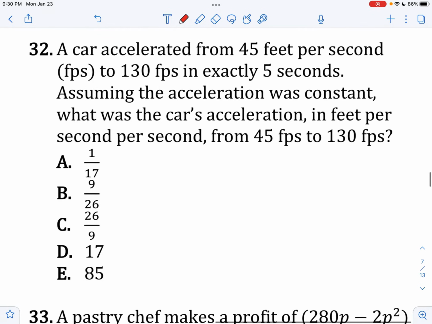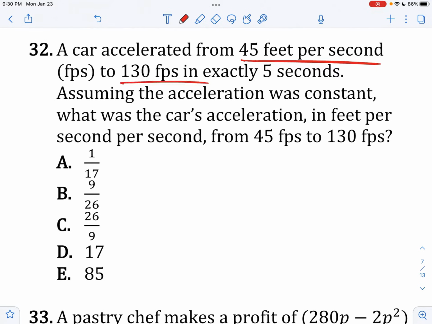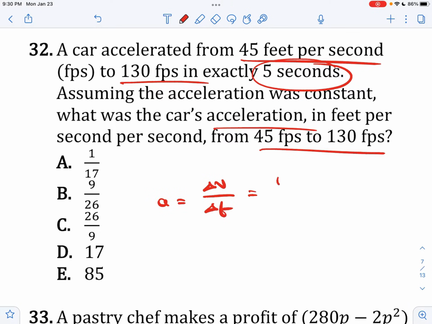Our car accelerated from 45 to 135 in 5 seconds. What is the acceleration? So acceleration is just going to be delta v over delta t. That's going to be 130 minus 45 over 5 seconds. It's really just a slope problem. Minus 45 divided by 5, you get 17.